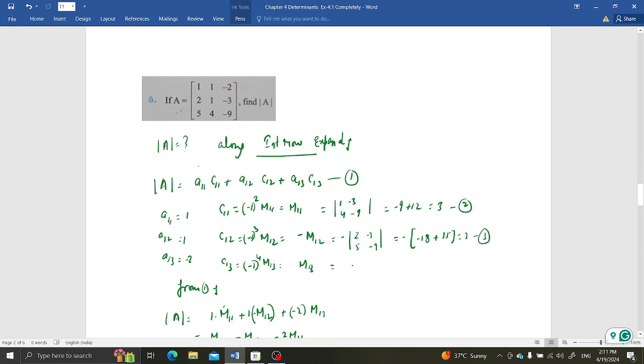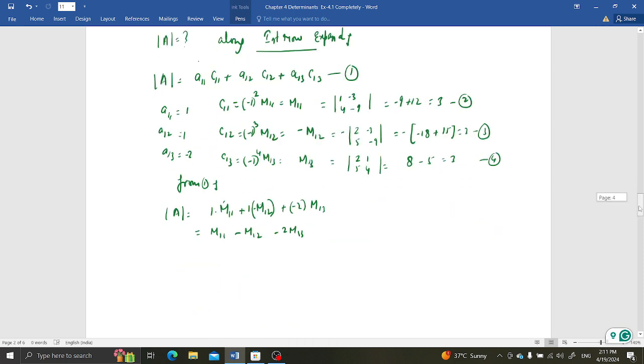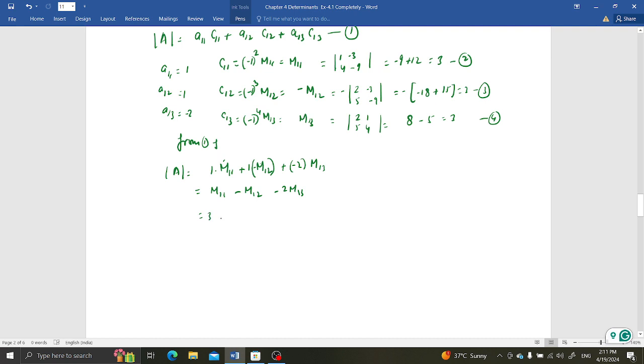And here we remove the first row and third column, so we get 2 1 5 4. So 8 minus 5, and also from here 3. So this is our fourth equation. Here we can observe that we get 3, 3, 3. So 3 minus 3, 6, the 3s cancel, and the determinant of A will be 6 minus 6. This is our answer.